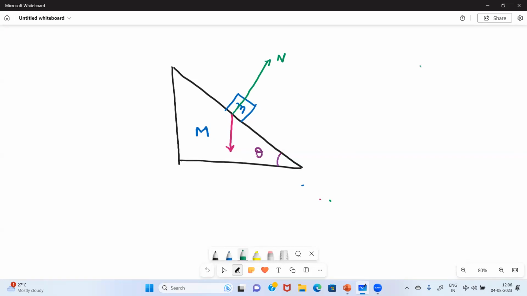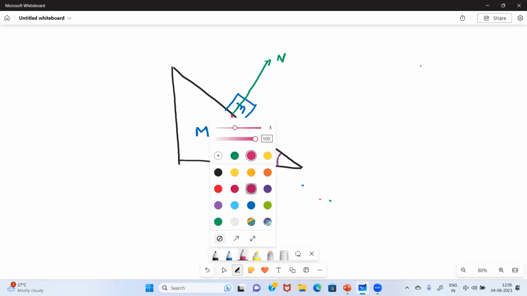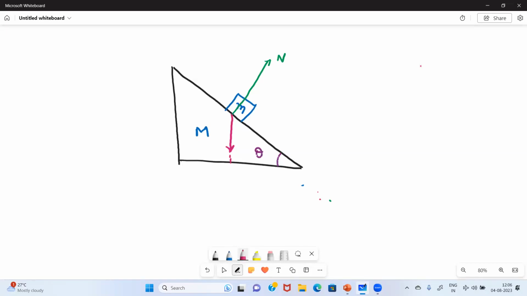So far, okay. Now let's do a little bit of geometry, guys. What is this angle? Come on, tell me. 90. And what is this force? Force is mg. Now, can you tell me what is this angle? What is the sum of all the angles in this triangle?